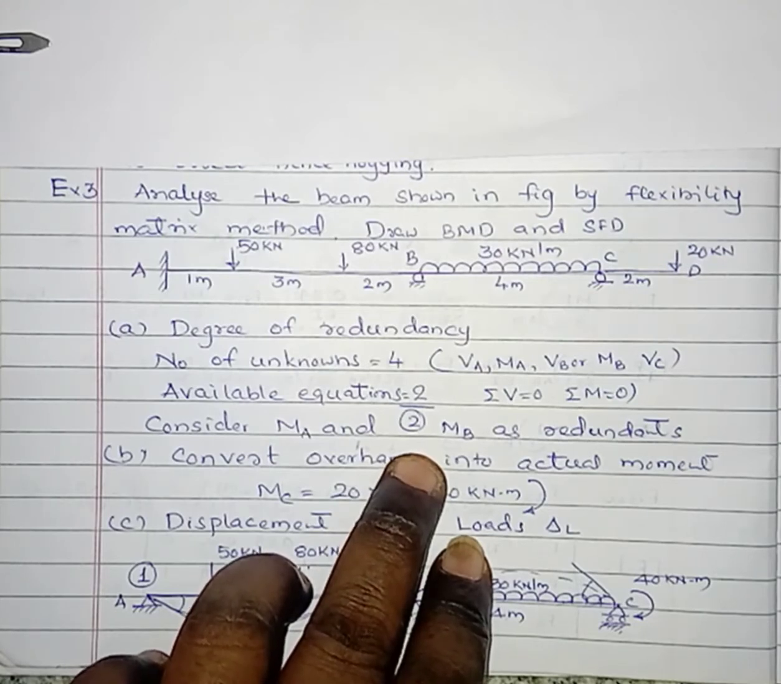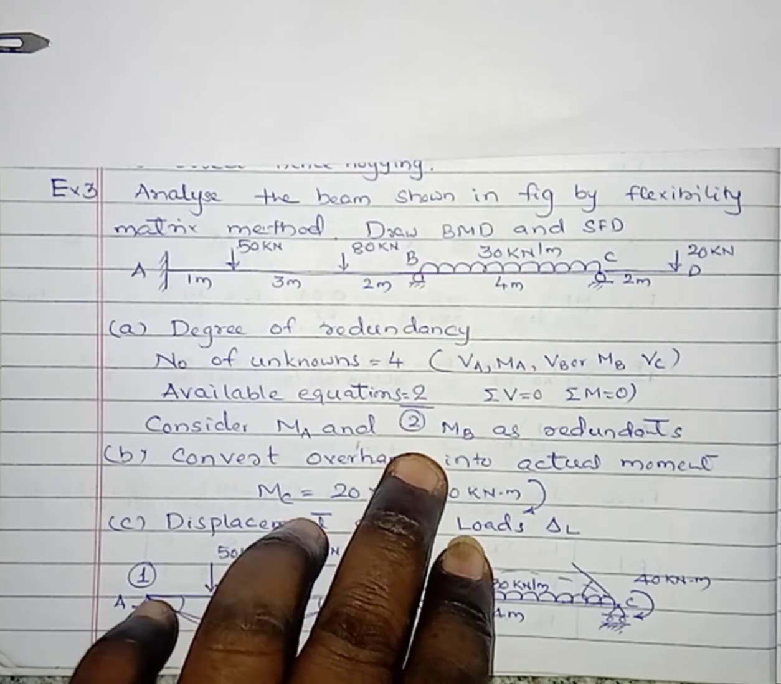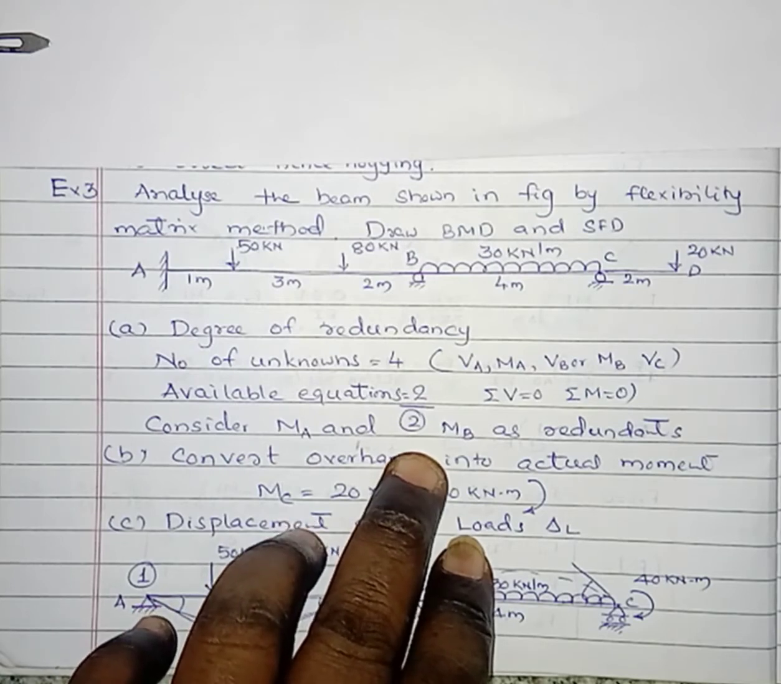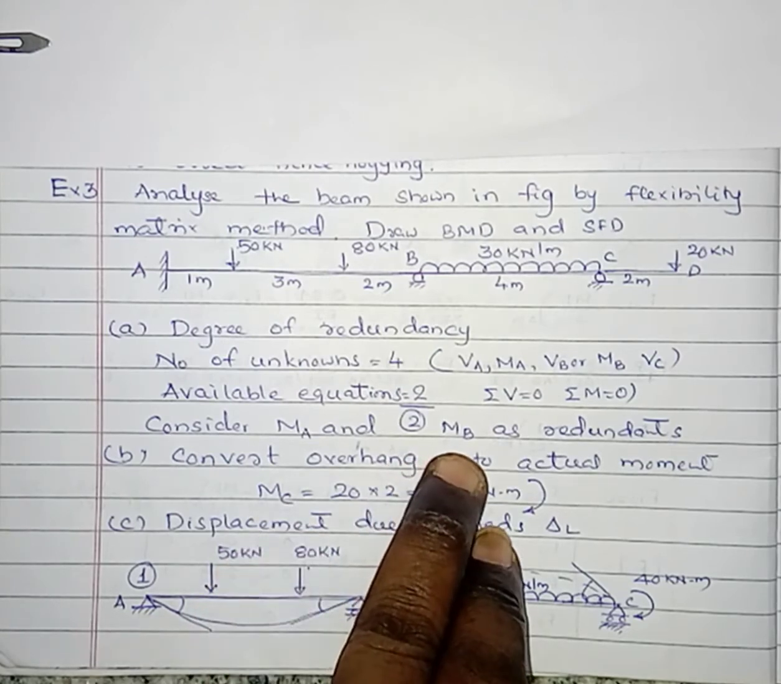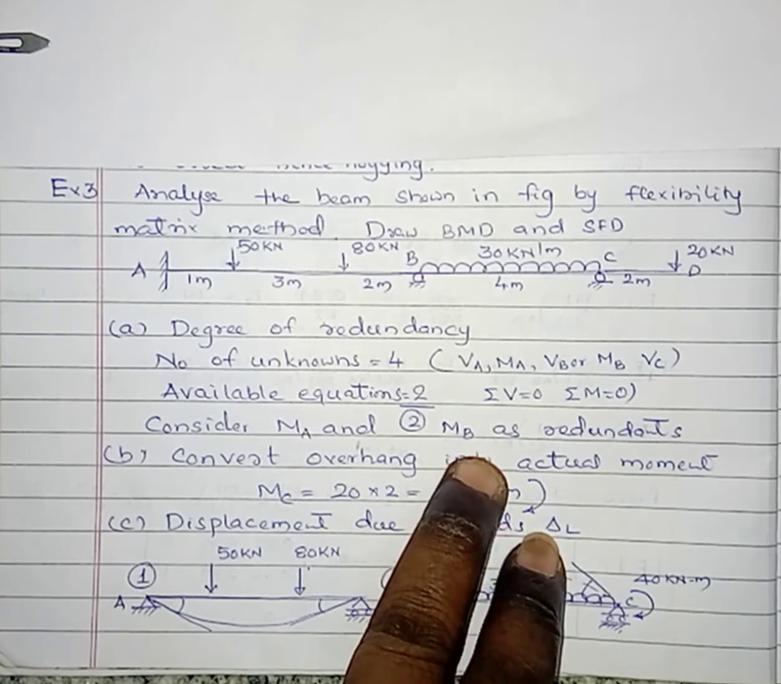Consider any two as the redundants. Here it is better to consider the moments. In this problem we will consider MA as one of the redundants and MB as one of the redundants.